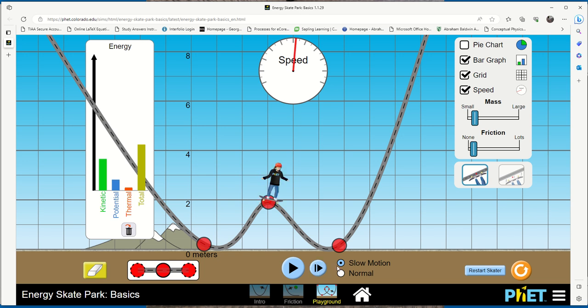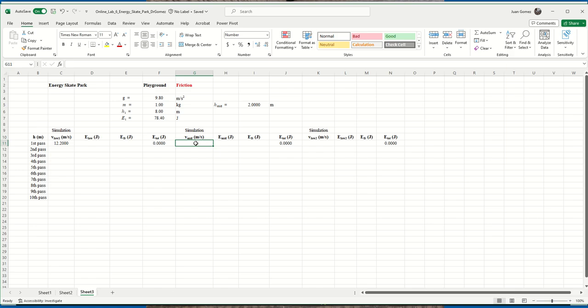Maybe one more. Okay, now the speed is again 2, 4, 6, 8, 10. It looks to be just about 10.4. It's not quite 10.5. It looks to be about 10.4. That's V at the mid. 10.4.